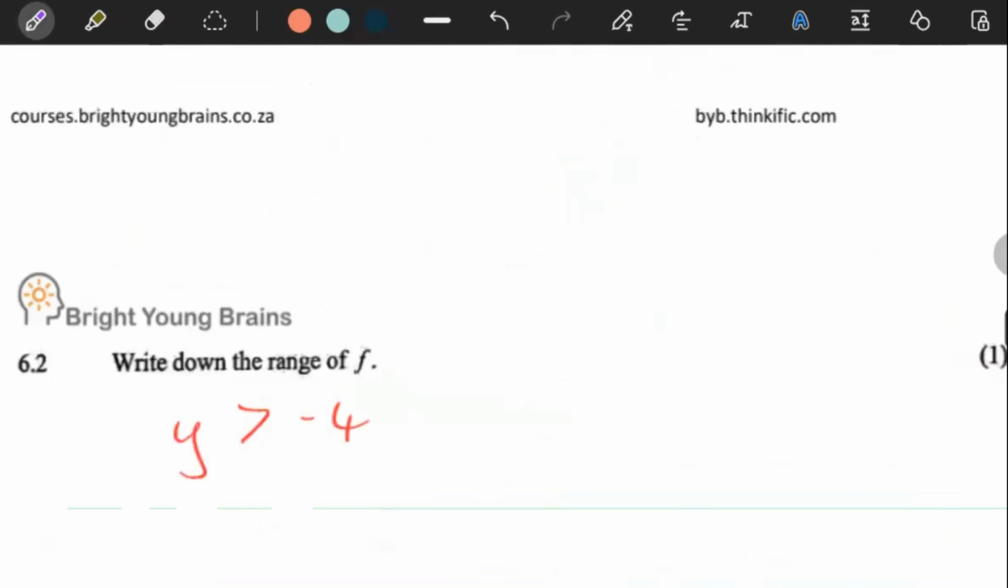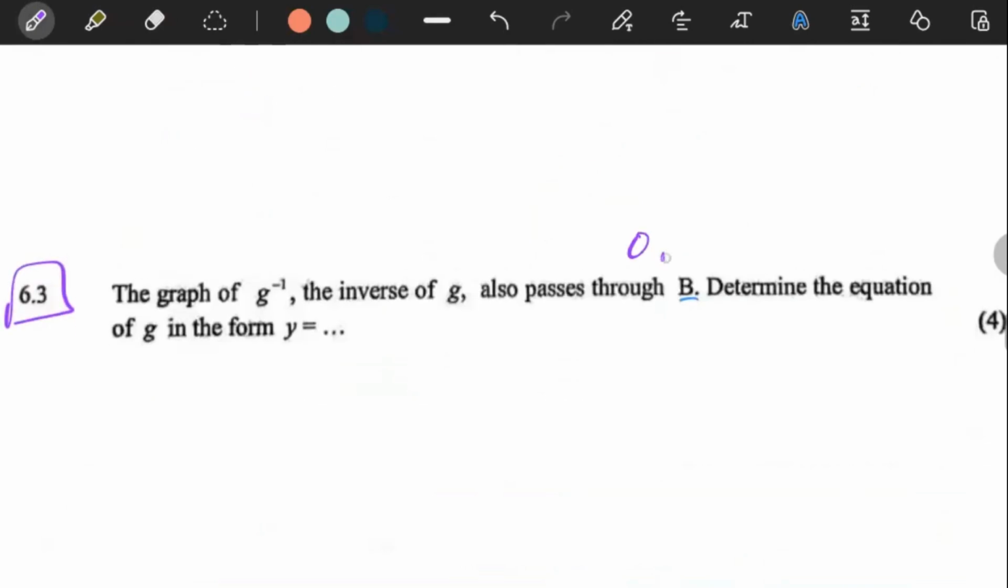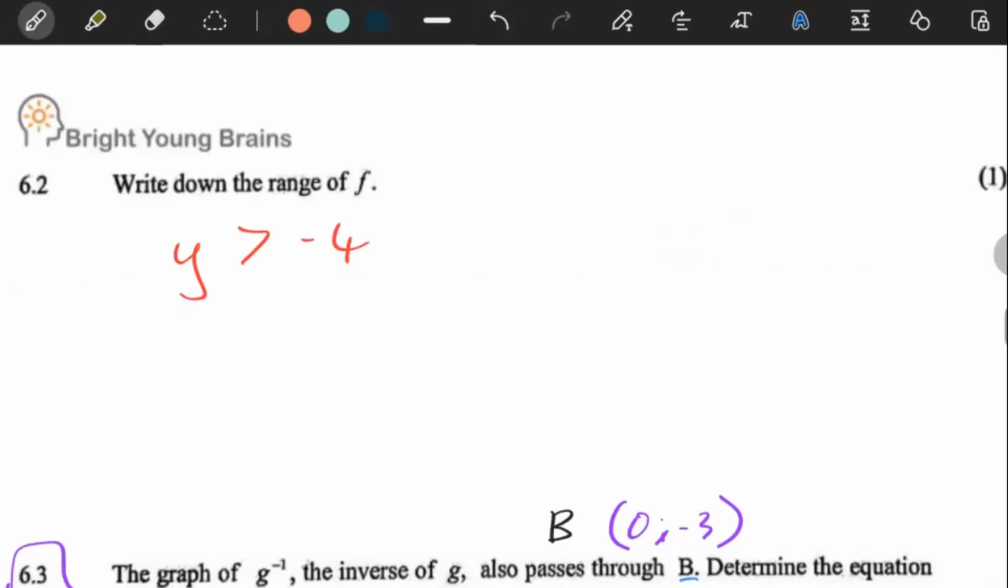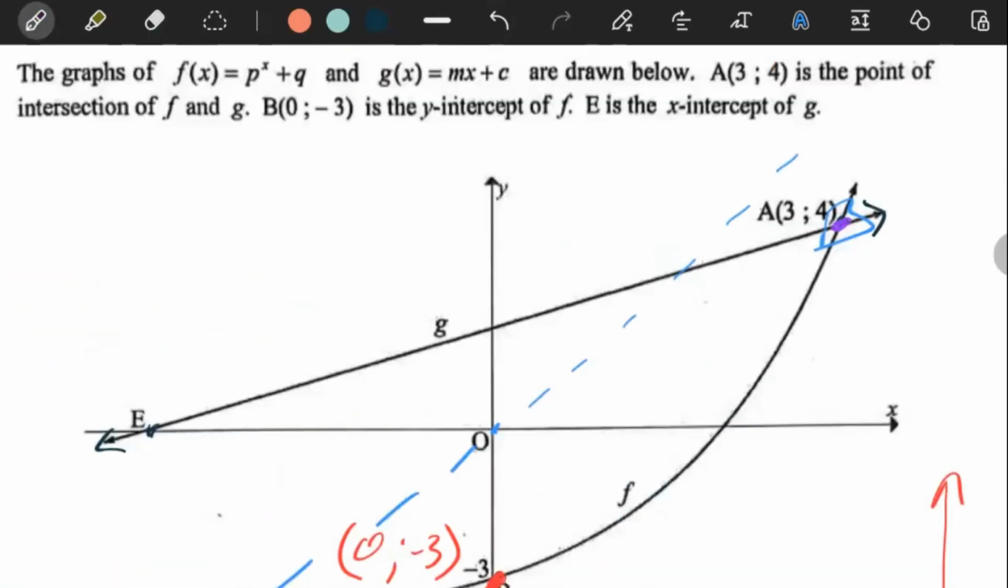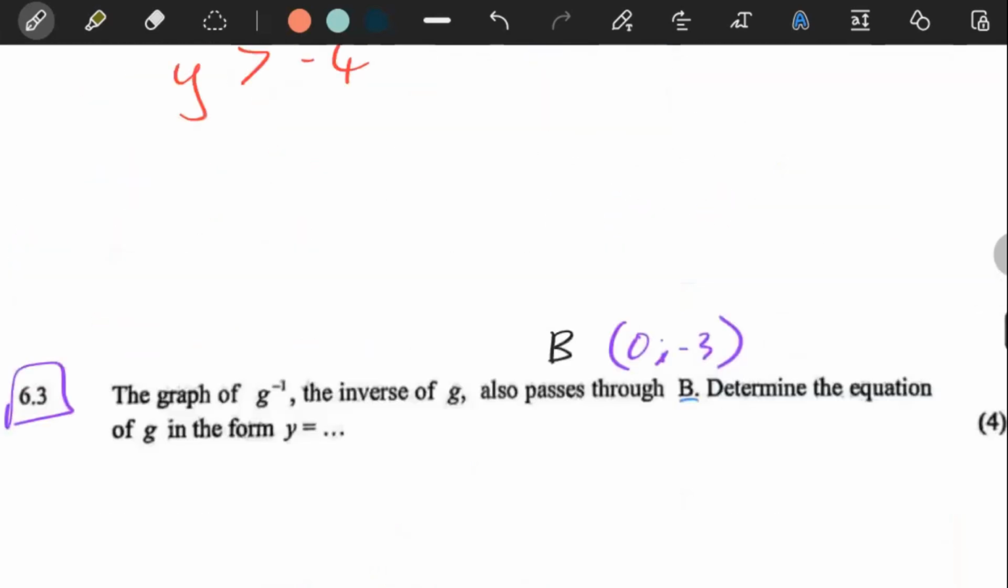Okay, so if you think of the inverse of G, right? What we know about it is 2 coordinates. There's B, and then remember, since this point is on the original graph of G, its inverse would have a point somewhere here, which would be (4, 3). You see? So let's take into account those points.